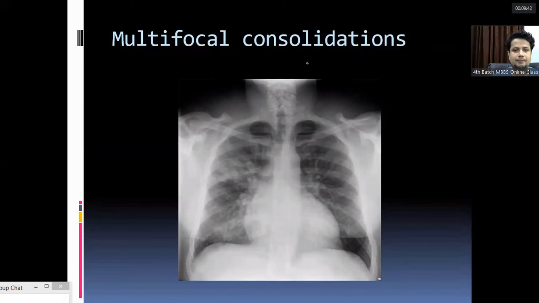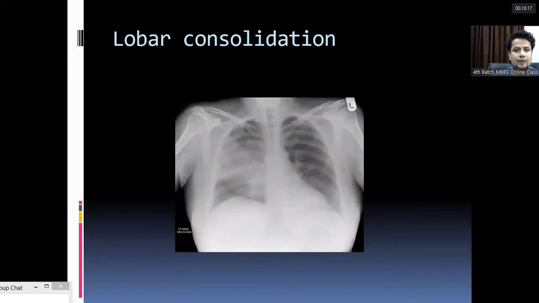So we can see in this picture there are multiple consolidations. In the right upper and middle zone, we can see inhomogeneous fluffy opacities with air bronchograms. So this is consolidation. Similar opacity can also be seen in the right lower zone. So these are areas of multifocal consolidation, and the first thing to remember in multifocal consolidation is bronchopneumonia.